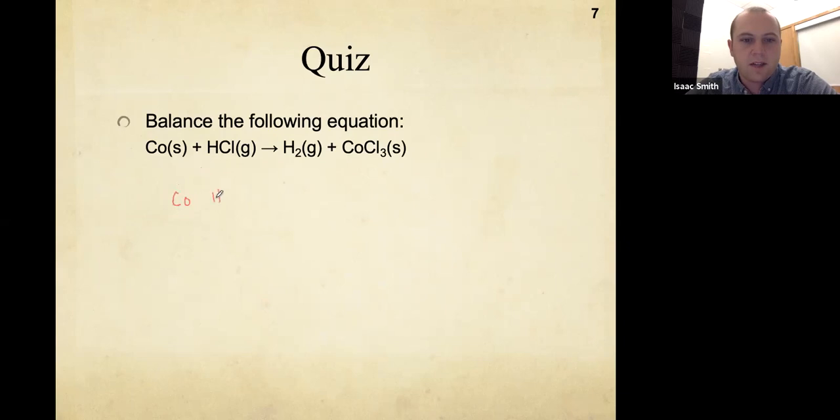Cobalt, hydrogen, and chlorine. All right, so here we have 1 cobalt on the left, 1 hydrogen, and 1 chlorine. And on the right, we have 1 cobalt, 2 hydrogens, and 3 chlorines.